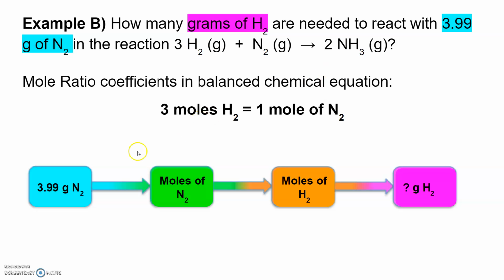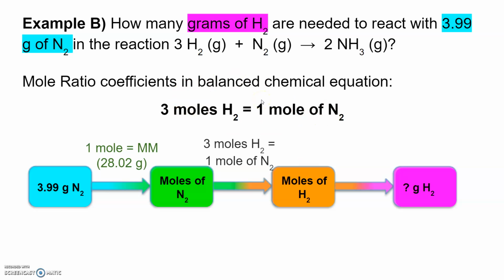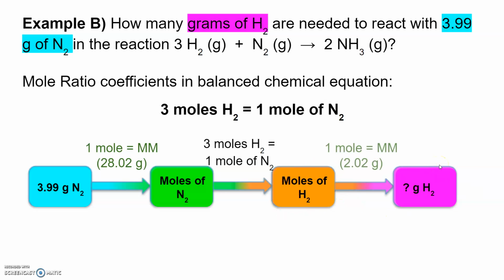All right, so looking at our map here, we're starting off with 3.99 grams of N2. So if I want to go from grams to moles, I use the molar mass. Once I have the moles of N2, I want to go to the moles of my find, which is moles of H2. So for that, I use the coefficients in the balanced chemical equation. Now, once I have my moles of find, I want to go to grams of find. So again, I would use the molar mass, and this time it will be the molar mass for hydrogen, or H2, which is 2.02 grams.